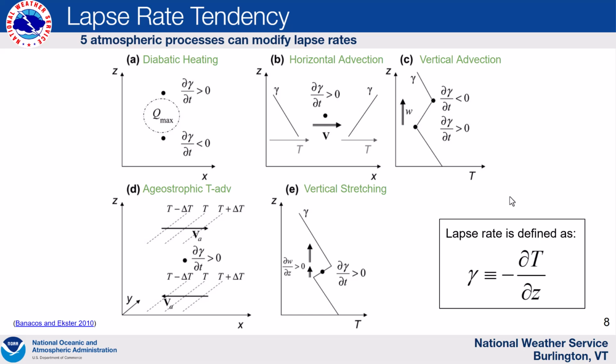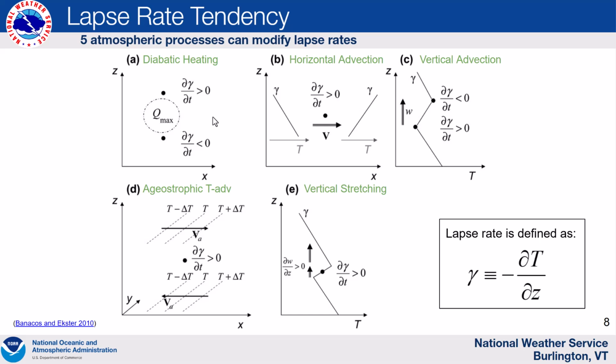You can read the paper for the equation itself, but it's probably more instructive for the purposes of this presentation to describe each of the 5 terms that results in a change in lapse rate with respect to time. There are points specified in each diagram where we can consider local lapse rate changes with respect to time.